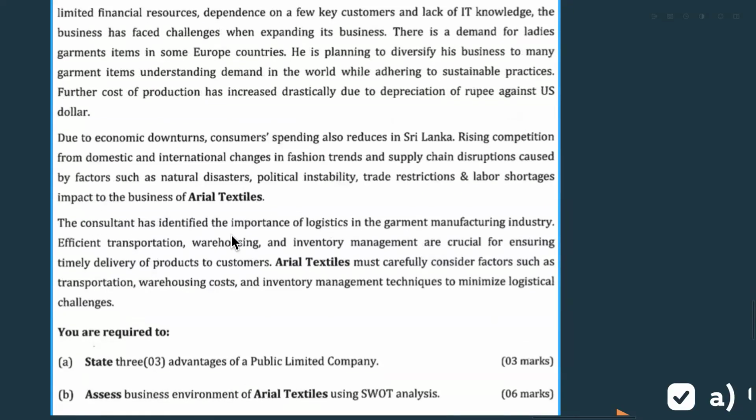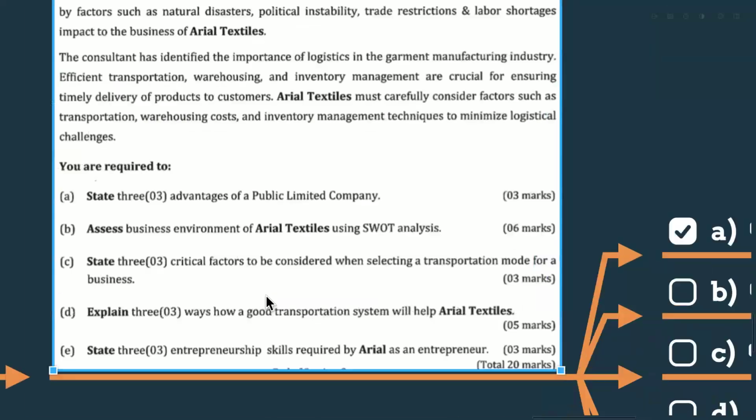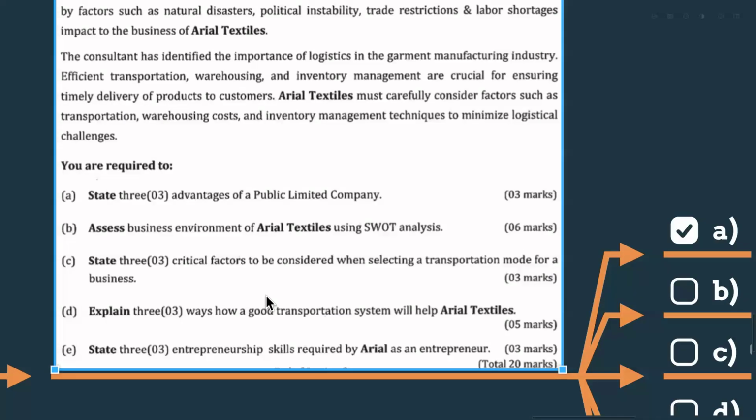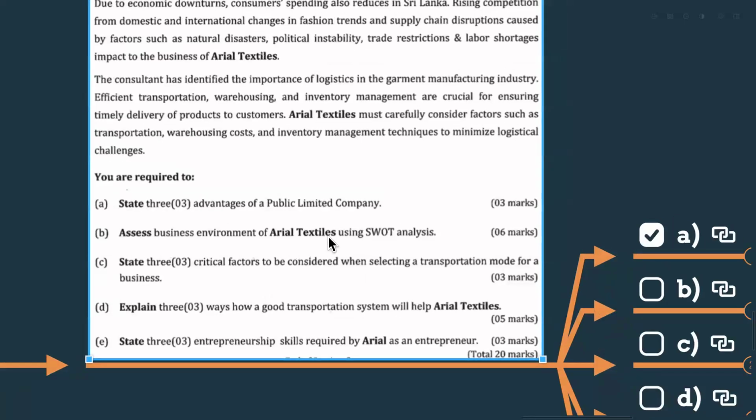So the consultant has identified the importance of logistics in the garment manufacturing industry. Efficient transportation, warehousing, and inventory management are very crucial for ensuring timely delivery of products to customers. Aerial Textiles must carefully consider factors such as transportation, warehousing, cost, and inventory management techniques to minimize the logistical challenges. So now, will you be able to write the SWOT analysis for 6 marks, my dears? Do you have the confidence now?